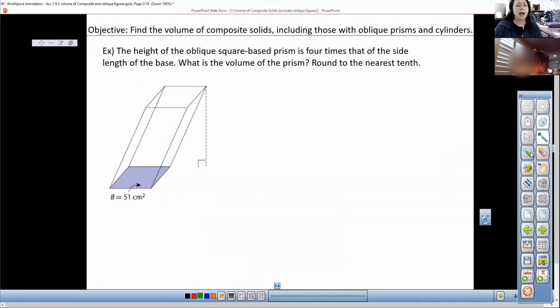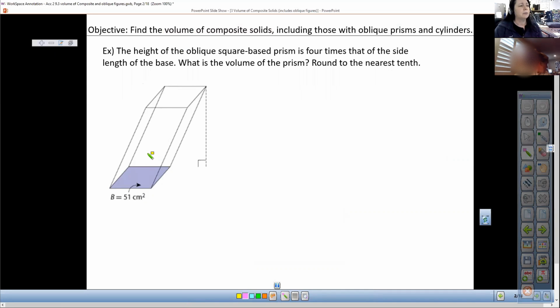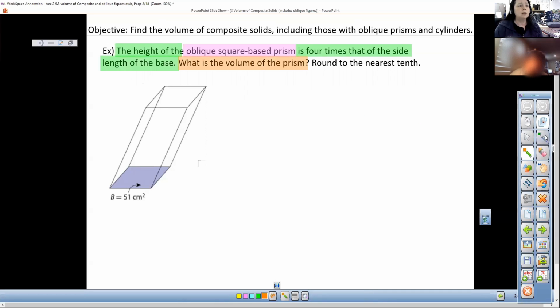All right, so here is our first example. This is an oblique prism. It tells us it's oblique, but we also should know that from the fact that it is leaning. And so we've got an oblique square-based prism. And we know that for this oblique square-based prism, it says the height of this prism is 4 times the side length of the base. We're supposed to still find the volume. And for rounding, we're supposed to round to the nearest tenth at that point. That's the end of the problem.